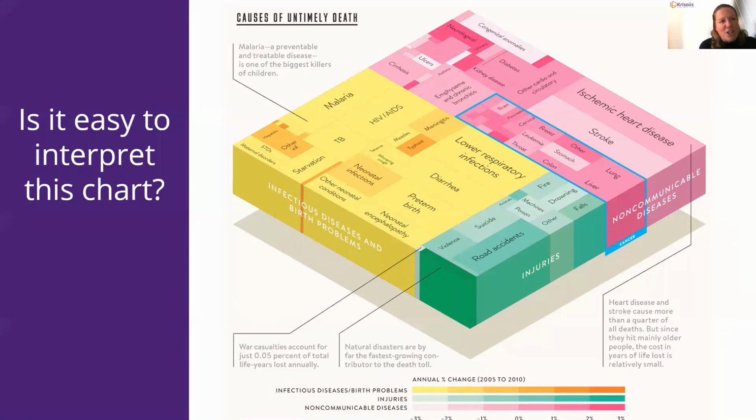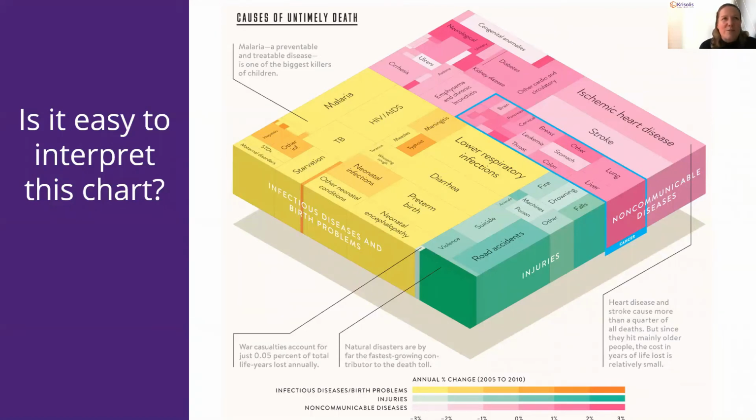This information here basically breaks down disease. It's the causes of untimely deaths and the reasons for those. So we have injuries, we have infections, we have various types of diseases. So you look at this and you go, is it easy to get information from this? And yes, aesthetically it's nice, it looks good, but functionally it's poor.